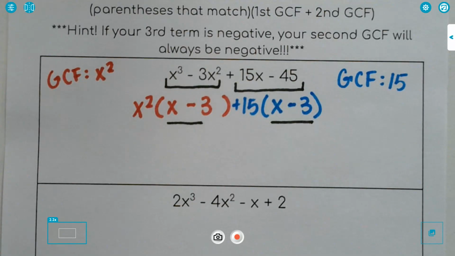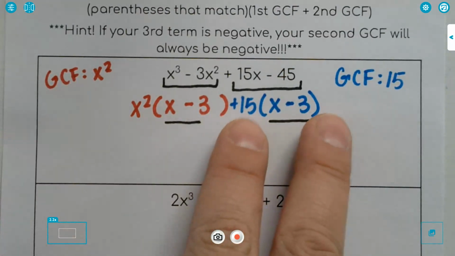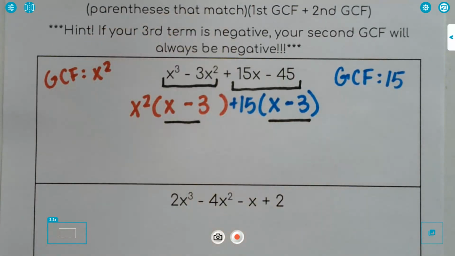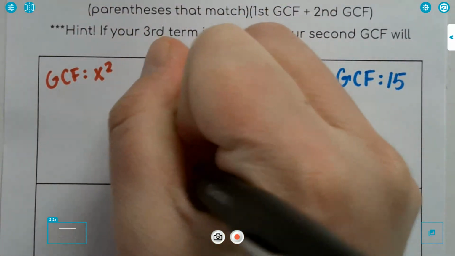We're not done yet. Okay, so that x minus 3 is now a common factor between this whole piece and this whole piece. So we are able to pull that out, the parentheses that match. That is going to be the first part of our answer.